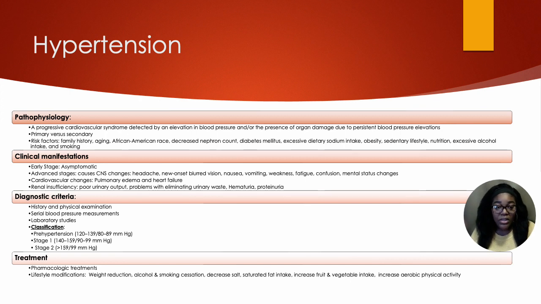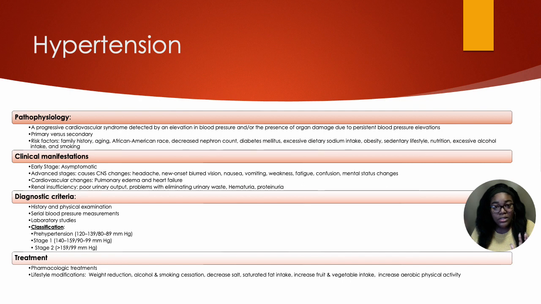As far as treatment, you have multiple antihypertensive drugs, but one thing you want to focus on with your patients is prevention, and you also want to include lifestyle modifications. So that would mean weight reduction, decrease alcohol intake and smoking. You want to encourage decreased salt and fat intake. You want to encourage exercise and physical activity, fruit and vegetable ingestion, and again, smoking cessation.